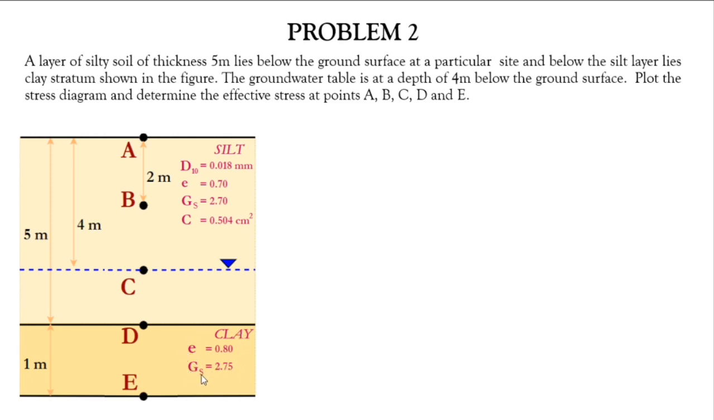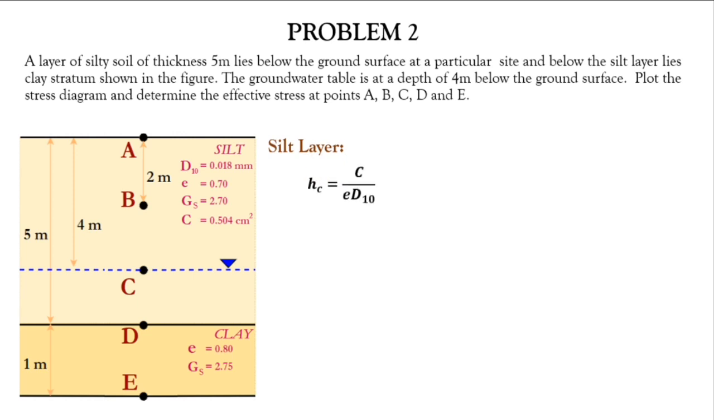And dito naman, meron tayong clay na given din yung void ratio and specific gravity of the soil solids. So, kung titingnan natin, ito yung groundwater table, nasa part siya ng silt. Na kung saan kapag nagkaroon ng capillary rise, the tendency of the water from the groundwater table will rise up to a certain height. Yun nga lang, hindi pa tayo sure kung hanggang saan yung aabutin ng capillary rise.